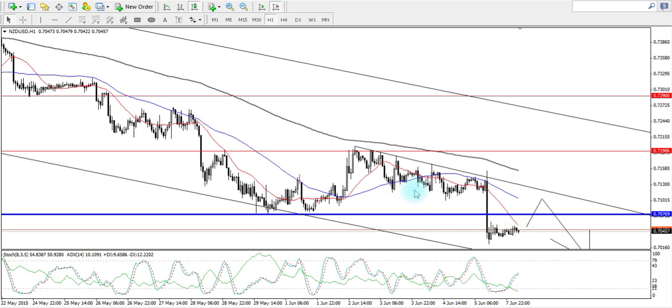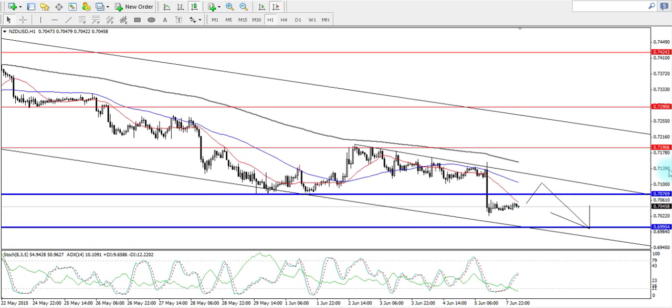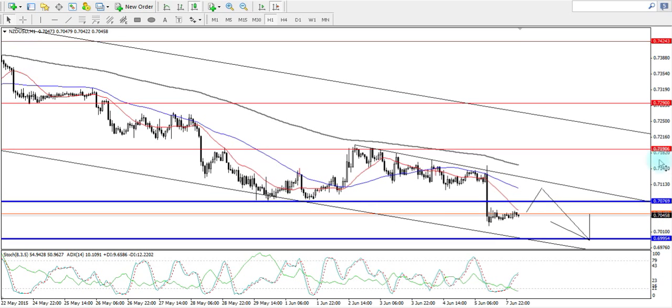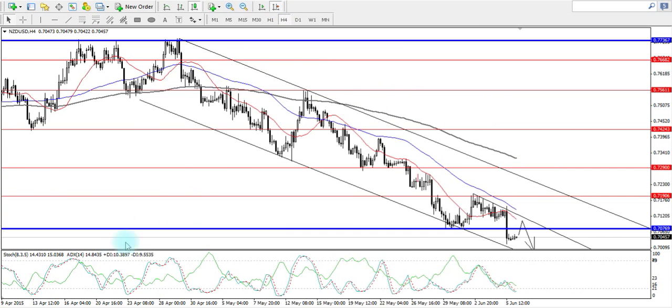Alright, and of course, since price has already broken below the key support level, or rather the final exhaustion level at the price of 0.7076, we are expecting price to fall even further till the bottom of the major falling trend channel again, or rather at the next exhaustion level, price of 0.6995. Alright, so that's for the New Zealand dollar against the US dollar.